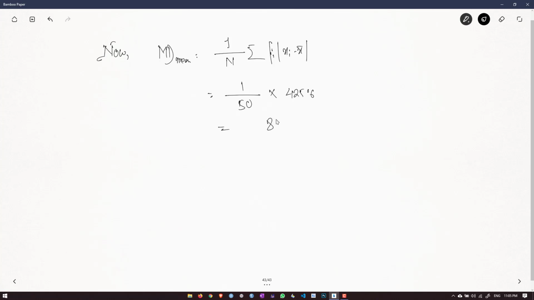So now mean deviation about mean is equal to 1 by n summation fi modulus of xi minus x bar. Now what is n? N is 50, and this summation we got as 425.6. So the ultimate result is 8.5. So this is the mean deviation about mean for that particular data set. Now this is how we calculate mean deviation for discrete data as well as group data, right?